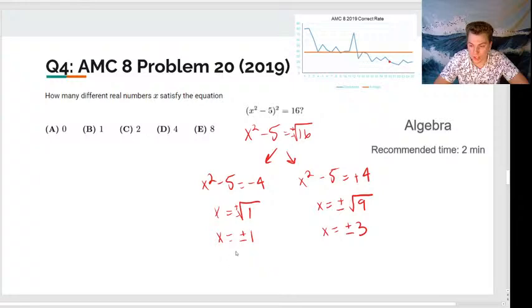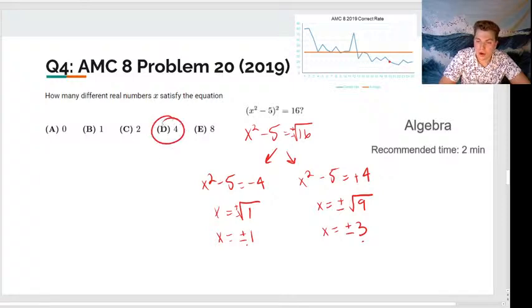So total, we have 1, 2, 3, 4 real numbers that satisfy the equation. If you're not sure on that and you want to check, you can always, at the end of the problem, if you have time, plug negative 1 back in, negative 3 back in, and make sure it does satisfy the equation.